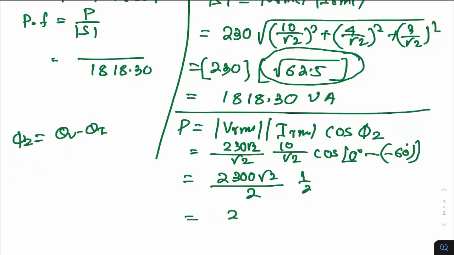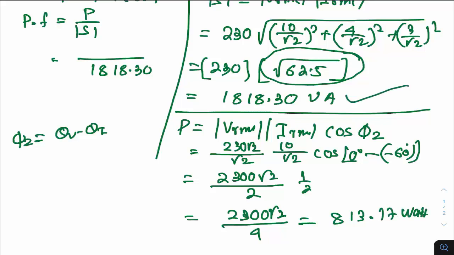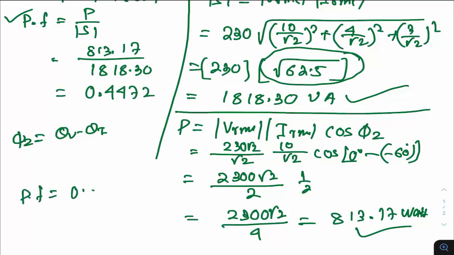So this happens to be 2300 root 2 divided by 4, and if you simplify this, the answer happens to be 813.17. This is watts, right? So you have the mod S, you have the P, you can substitute in this formula. S I have already written, so the P value is 813.17. If you use the calculator and find it out, this happens to be 0.4472. So the power factor of the rectifier which is given is 0.4472. This is the answer.